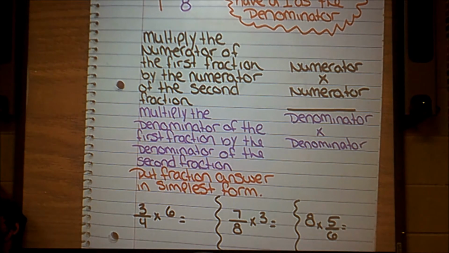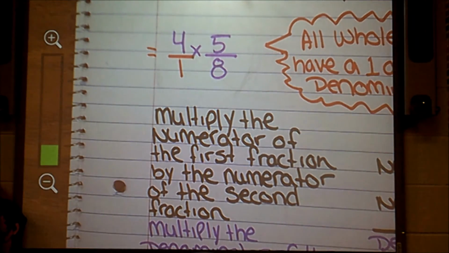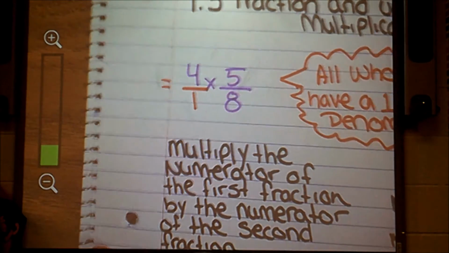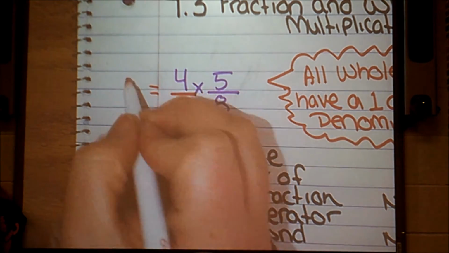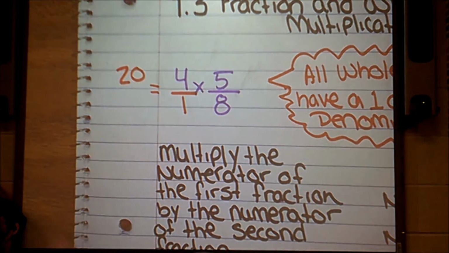So with my original problem, my 4 times 5/8, let's see what that would look like. Again, numerator times numerator. So 4 times 5 gives me a numerator of 20. And then 1 times 8 will also give me a denominator of 8.